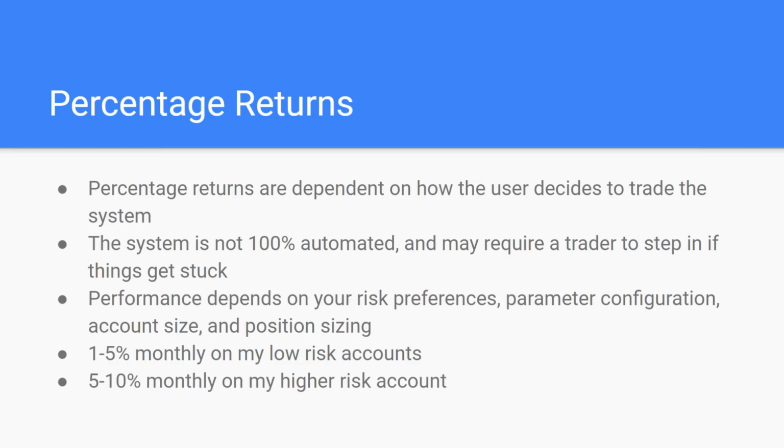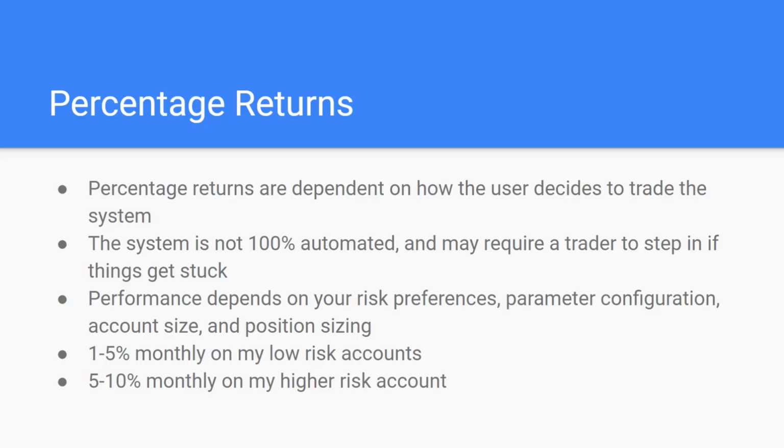So let's talk about percentage returns. This is what everybody asks all the time: how much money can the system make? What kind of returns? This is kind of a tricky question, because when it comes down to it, this is not a fully automated do-everything-for-you system. This is a tool designed to help automate some components of your trading. If you like grid style trading, if this is something that you're interested in, the percentage returns are going to be dependent on how the user decides to trade the system. It's not going to do everything for you. It is going to help automate a bunch of things, and it's going to do as you tell it to do.